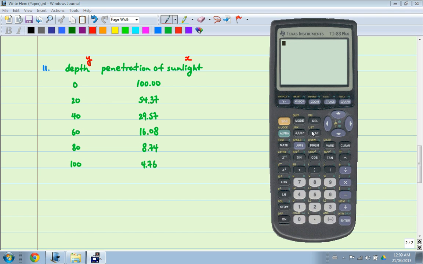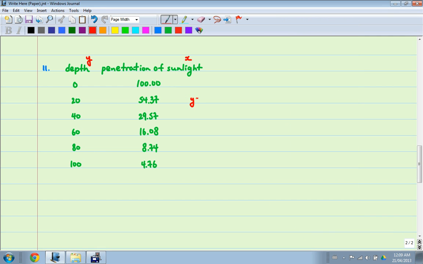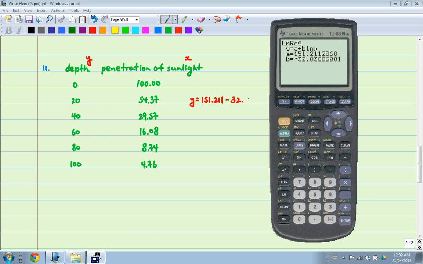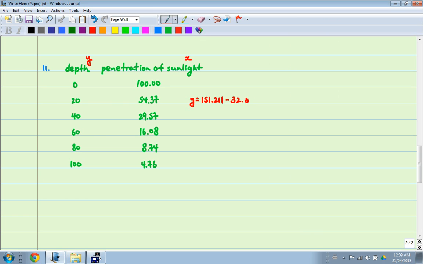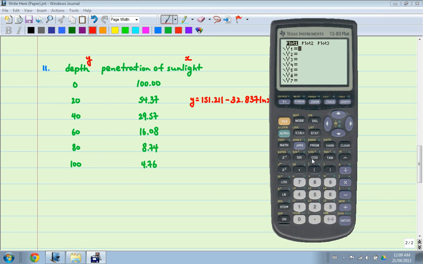And then I can go to stats, calculate ln regression, and then L1, comma L2, right? And I get a regression equation that looks like this. So y is equal to 151.211 minus 32.837 ln x. Okay, and I'm going to go ahead and graph this.